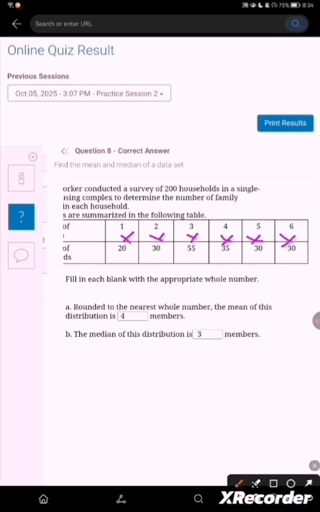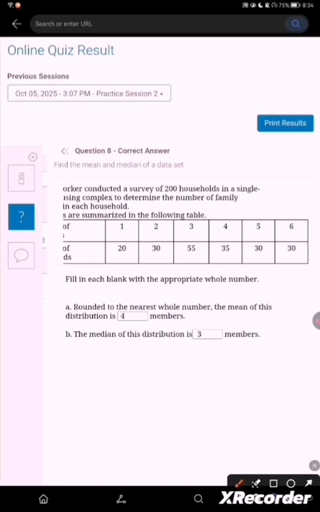So you're gonna take your calculator, you're gonna do 1 times 20, okay, plus 2 times 30, plus 3 times 55, plus 4 times 35, plus 5 times 30, plus 6 times 30. Divide all that by 200, and you get 3.575, rounded to the nearest whole number is then 4. Okay? So now, your mean is 4.